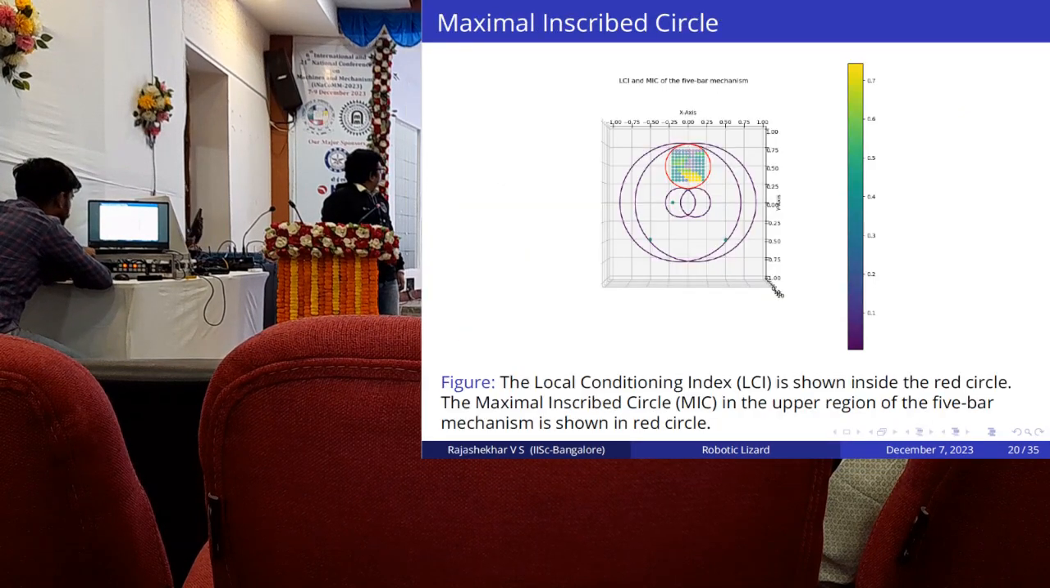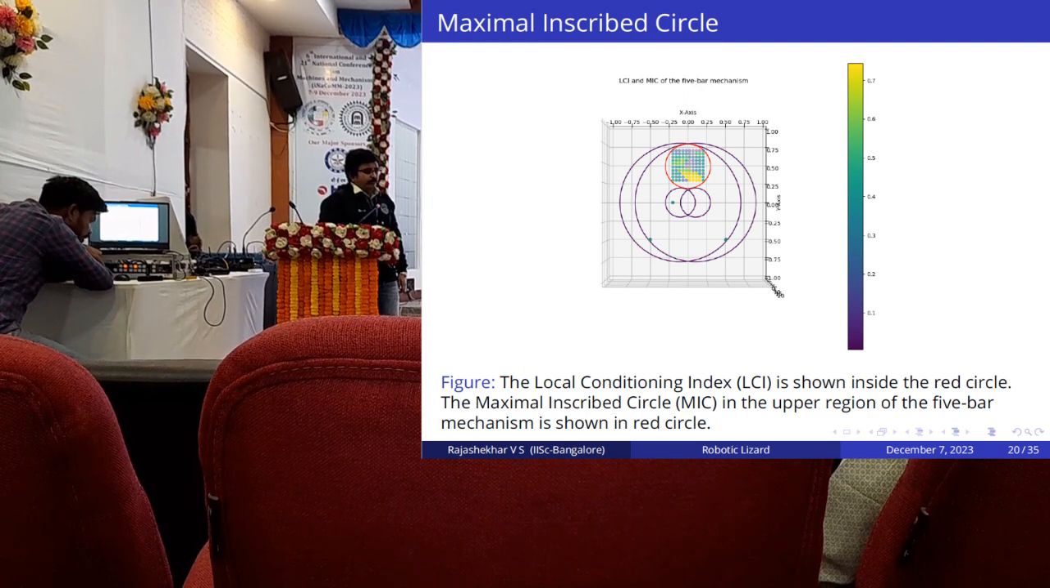And here is the maximum, this is the LCI, local conditioning index. It ranges between 0.1 to 0.7. If it is high, it means that it can easily access that area. If it is low, it means that it is very difficult to access that region. So this circle, this figure, is created considering all the 4 5-bar mechanisms.